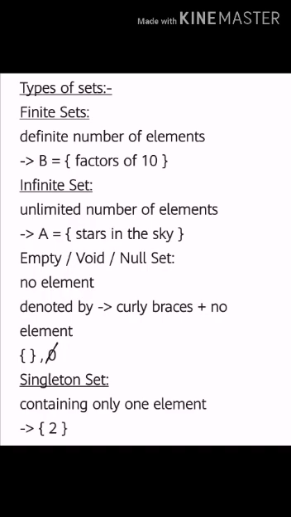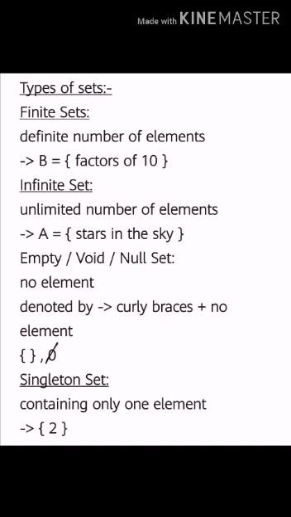The second type we have is infinite set. A set is said to be infinite if it has an unlimited number of elements. The elements of an infinite set cannot be counted, and the process of counting never comes to an end. For example, N is equal to stars in the sky. As you know, we cannot count the number of stars in the sky because there are so many stars. So it is an infinite set.